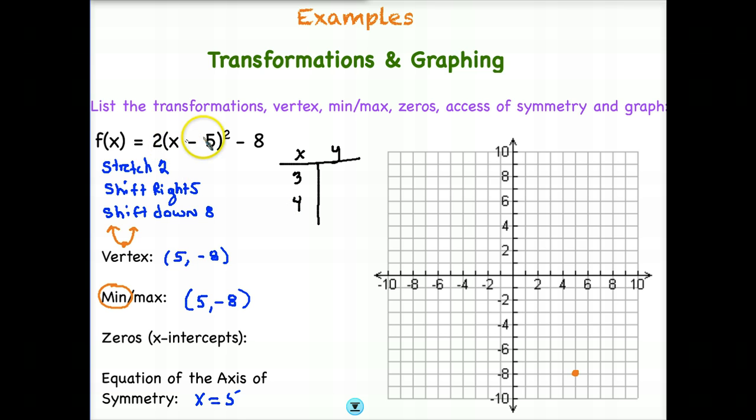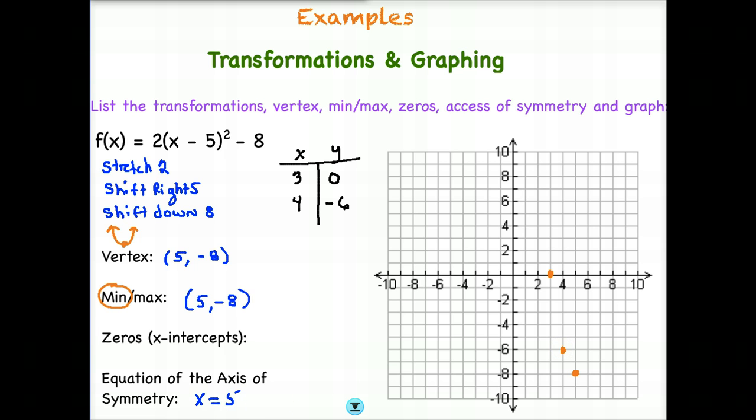Plugging in a 3, 3 minus 5 is -2. -2 squared is 4. 4 times 2 is 8, and 8 minus 8 is 0. So right there, I have a 0, right? I have an x-intercept because y is 0. Now let's go ahead and plug in 4. 4 minus 5 is -1. -1 squared is +1. 2 times 1 is 2, and 2 minus 8 is -6. Okay, so here we go. 3, 0, and 4, -6.